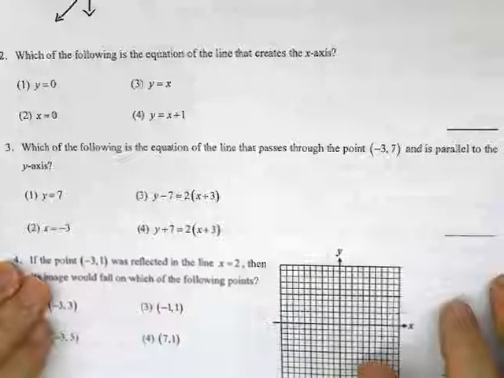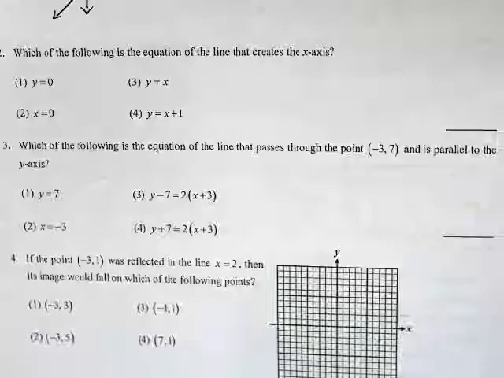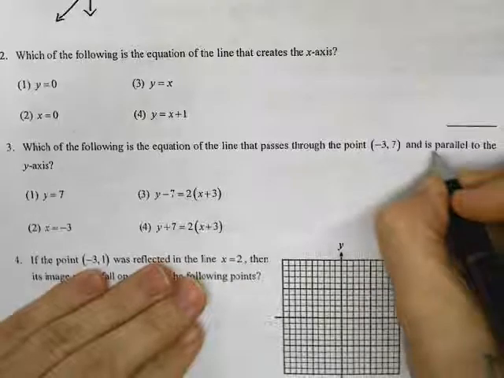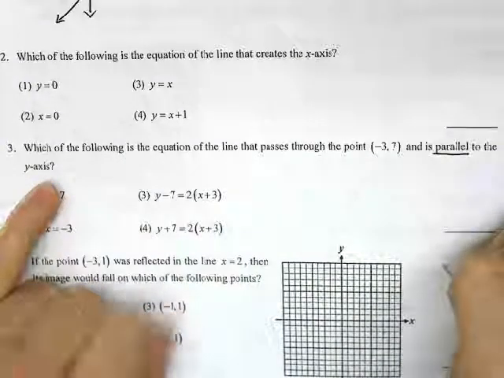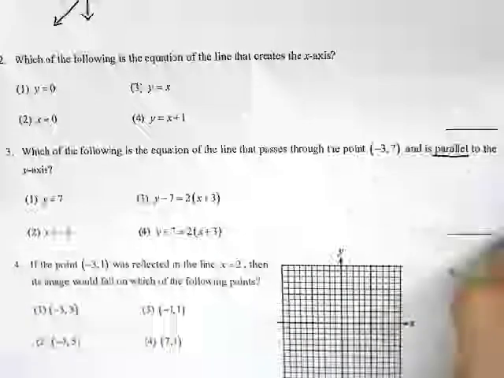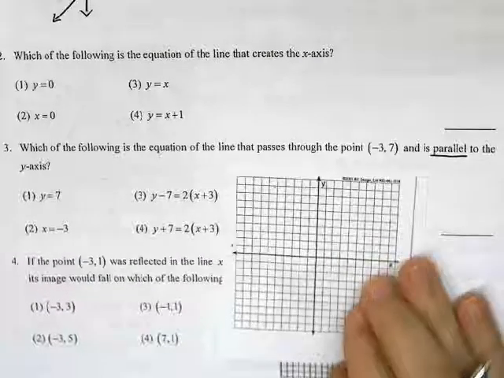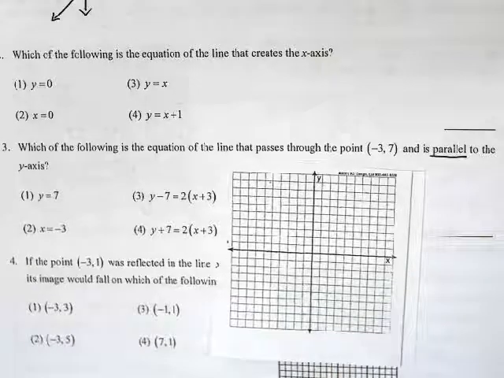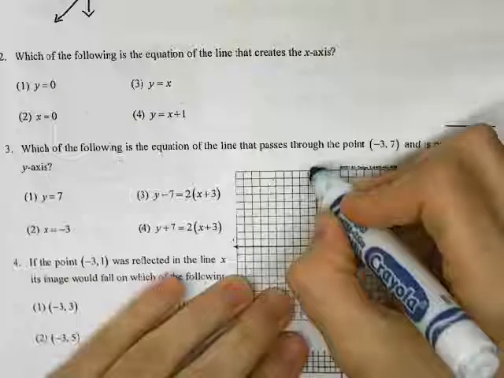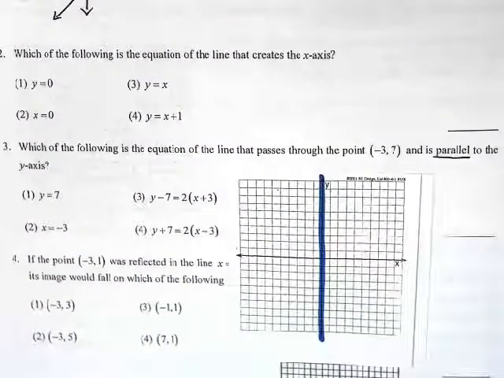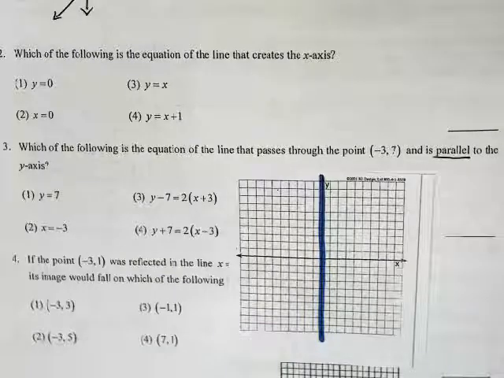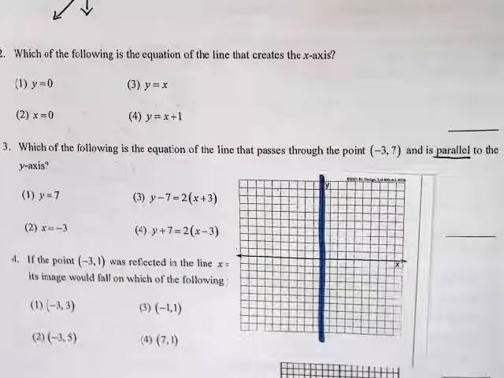Alright, moving on to question number 3. It says, which of the following equations is a line that passes through the point and is parallel to the y-axis? So we need a line that's going to be parallel to the y-axis. Let's take a look at this graph. If I need it to be parallel to the y-axis, well, here's my y-axis. That means I'm looking for a line that has the same slope. If you remember from the lesson, this is an undefined slope line.